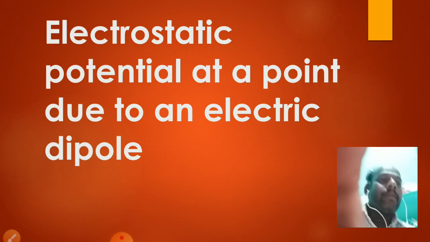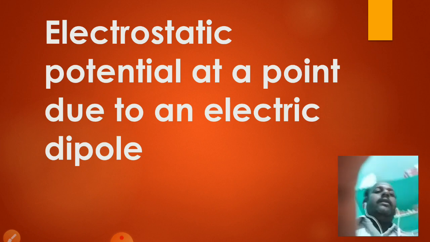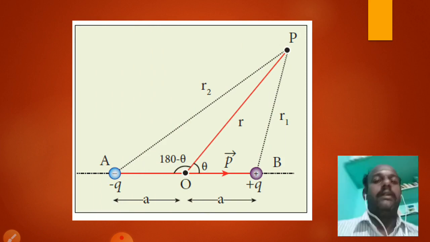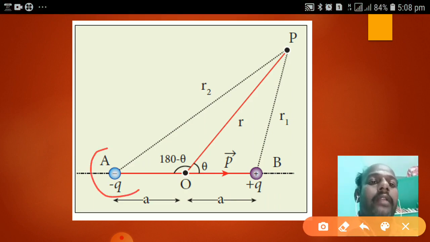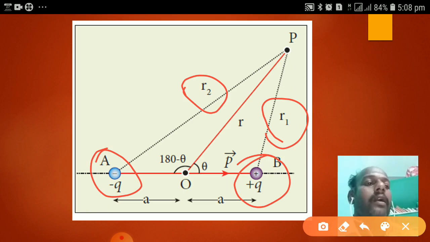Now, the electrostatic potential at a point due to an electric dipole. This is the diagram, and the diagram is very important. Now look at the charge minus q and the charge plus q, and look at the distances r1 and r2. What is the meaning? Minus q is located at a distance r2 from the point P, plus q is located at a distance r1 from the point P, and from the center the distance is r.